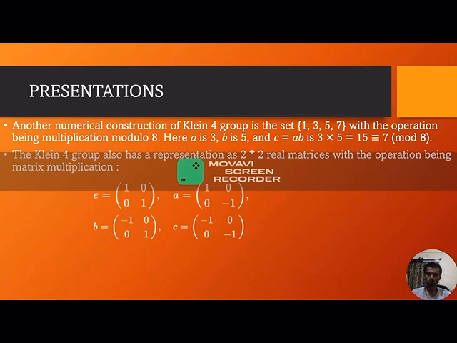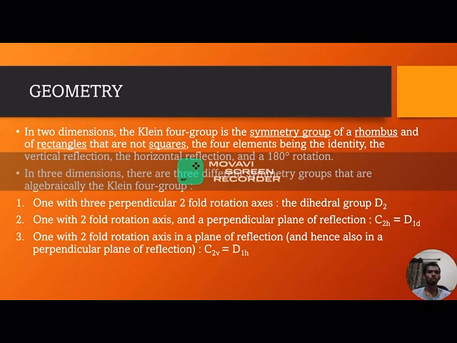Let's see the applications of these groups. Number 1 is geometry. In two dimensions, the Klein 4 group is the symmetry group of a rhombus and of rectangles that are not squares, the four elements being the identity, the vertical reflection, the horizontal reflection and a 180-degree rotation.